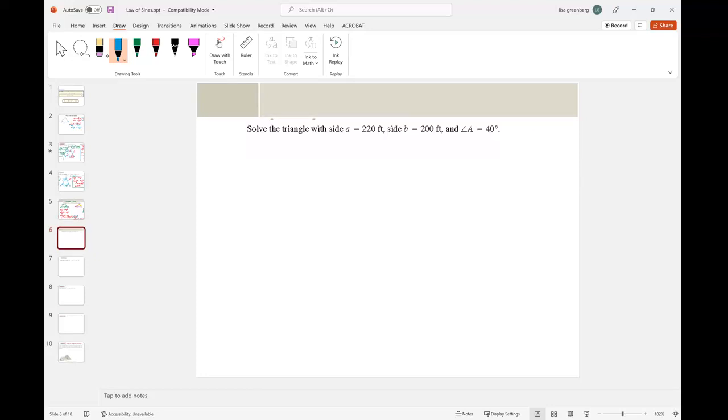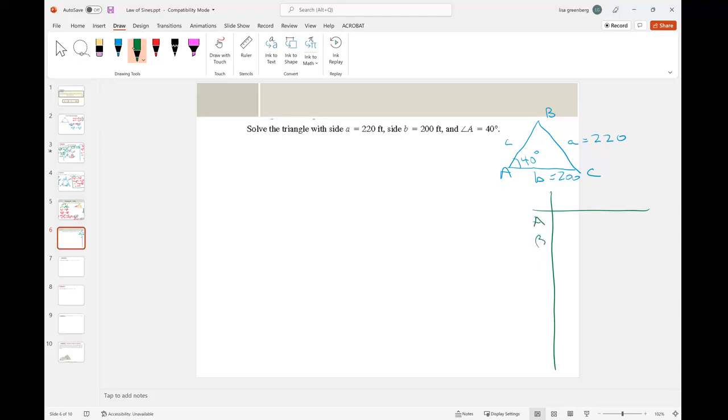So let's do this again. Let's just make this triangle again. You don't have to make it in the same order as I'm making it; that does not matter. So this is 40 degrees, this is 200, and this is 220. And again, I'm going to start with my table because I have to make it anyway: A, B, C, A, B, C, triangle 1, triangle 2.